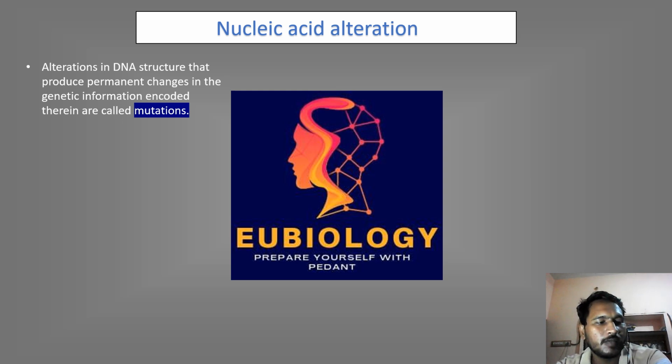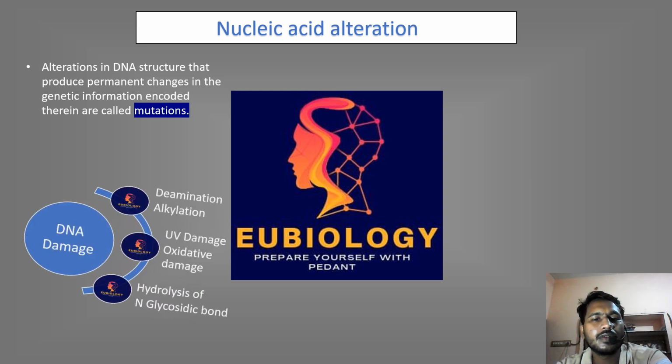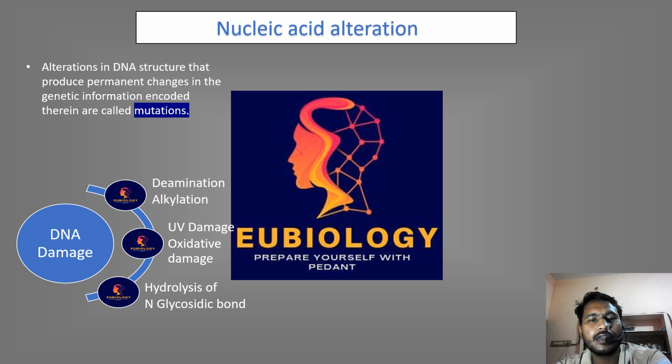Every change will not cause a mutation unless it is inherited or causes some physiological changes. So these are the things by which the DNA will change, like damage will occur. Either it will be deamination or alkylation, or the damage can be because of UV damage or oxidative damage, or hydrolysis of the beta glycosidic bond.